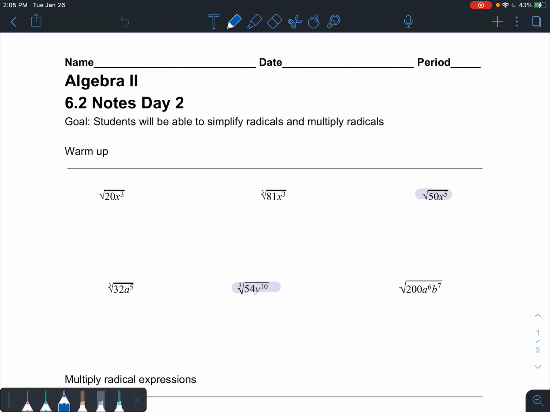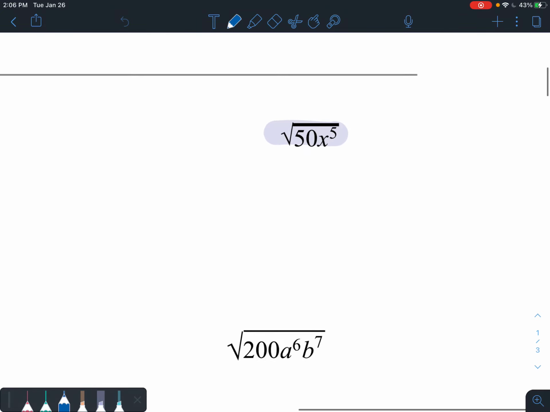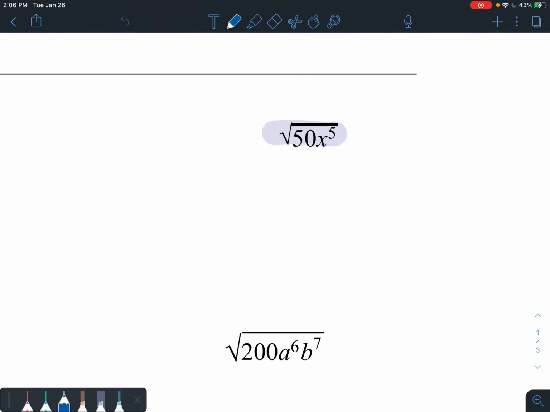Today we're simplifying radicals and multiplying radicals. Let's start with a few warm-up exercises from the 6.2 day 1 notes. Okay, we're just going to do this one here. Now, this is the square root of 50 x to the 5th.